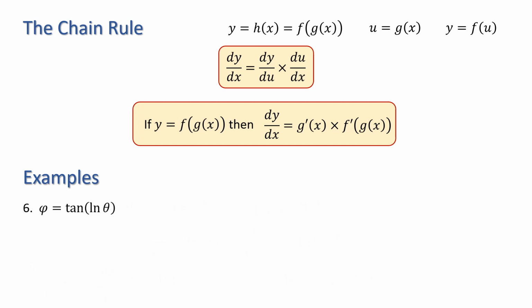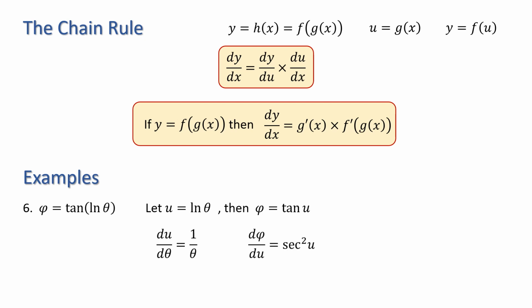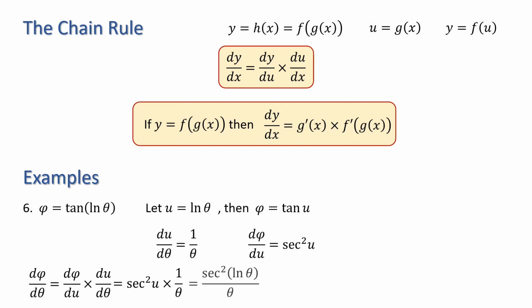In example 6, we can see that the variables are phi and theta, and I do this just so that you don't always expect x and y. If we let u equals ln theta, then phi equals tan u. Du by d theta is 1 over theta, and d phi by du is sec squared u. Thus, d phi by d theta equals sec squared u times 1 over theta, which equals sec squared of ln theta over theta.